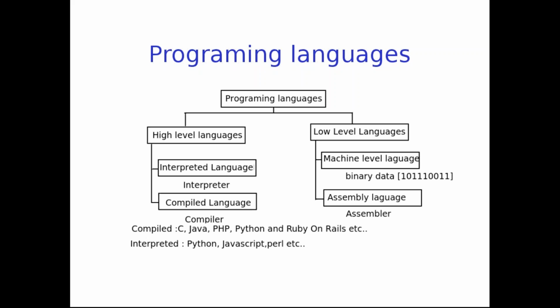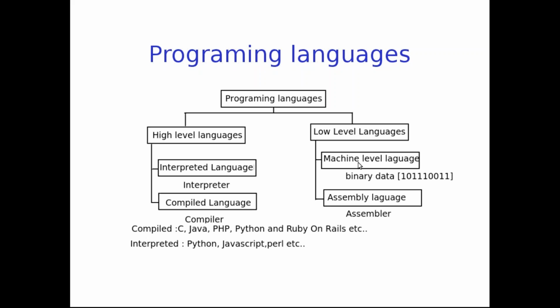For machine understanding, we have low level languages. In low level languages, we have machine language and assembly level language. Machine language is nothing but binary data, so that this language can be understood by a machine. If you start writing your code in machine level language, it will be in the form of ones and zeros. It is understandable by the machine, but no other person can understand what you have written.